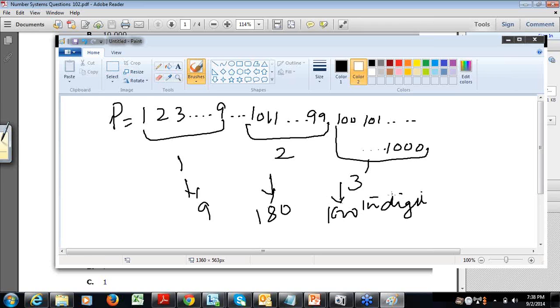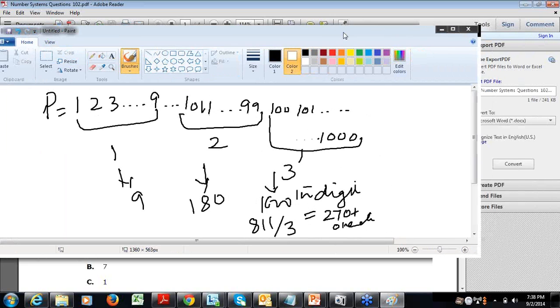So till the 1000th digit, how many numbers will there be? 811 digits. So all 3 digit numbers, you can do it. 270 plus 1 digit. So you can find 270 plus this 99 plus 1. So 369 plus 1, 370. So 3693 divided by 16. What will be the remainder?